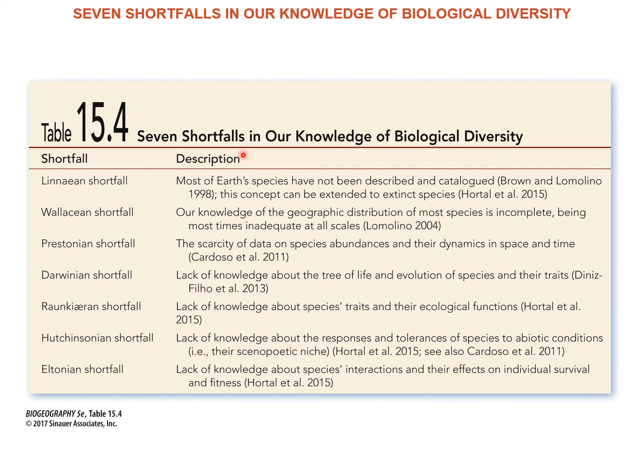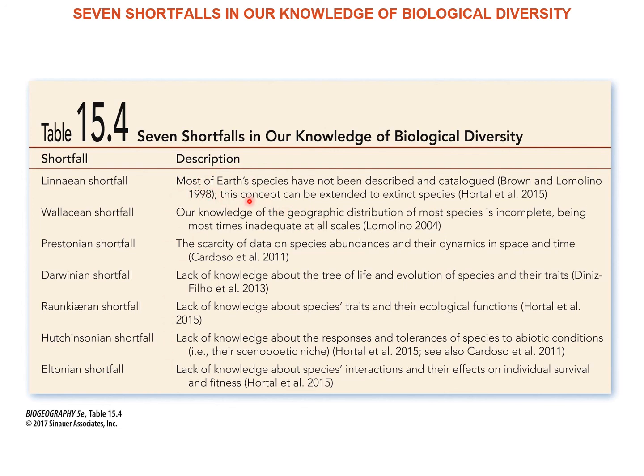And this sort of highlights that. Walking through, there's the Linnaean shortfall. There are several shortfalls in terms of our knowledge of biological diversity. There's a Linnaean shortfall, in which most Earth species have not been described or cataloged. There's the Wallacean shortfall. Basically, our knowledge of the geographic distribution of these species is incomplete, pretty much inadequate at all scales. So not only do we, in this case, it gets to another layer, basically we're just increasing in complexity.